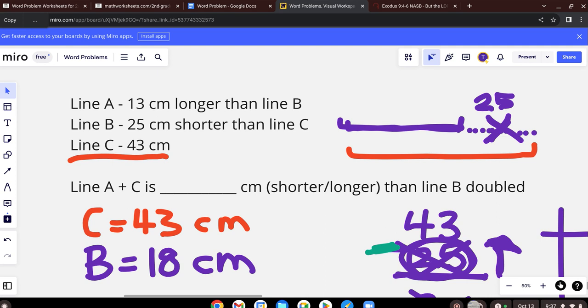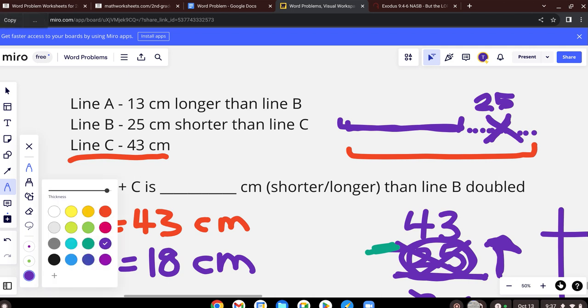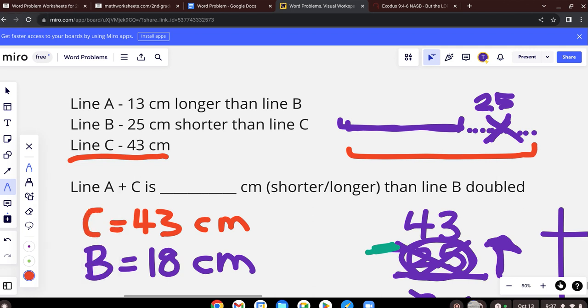Now what about line A? How do we know? Line A is 30 centimeter longer than line B. Okay, so that means line A is longer than line B.